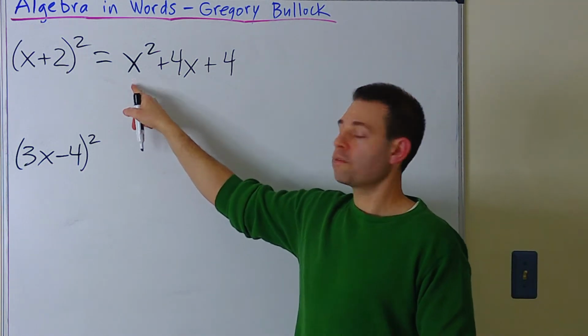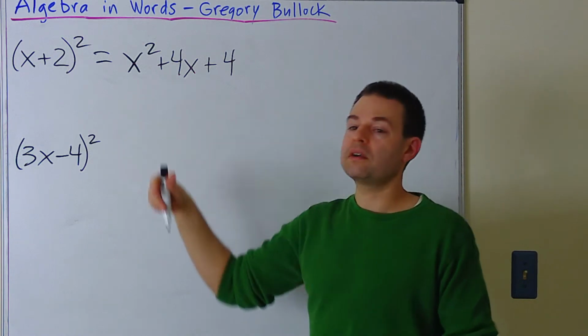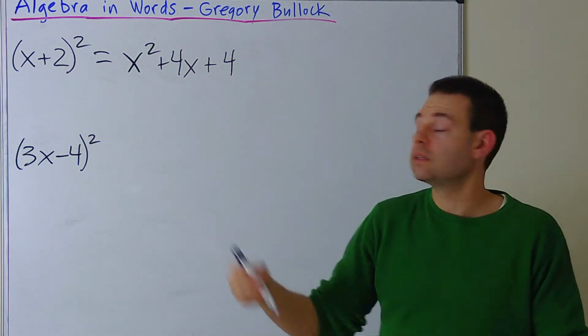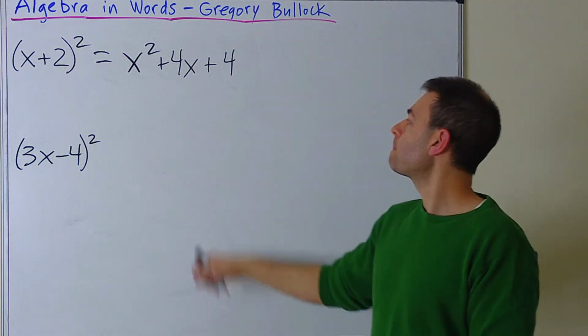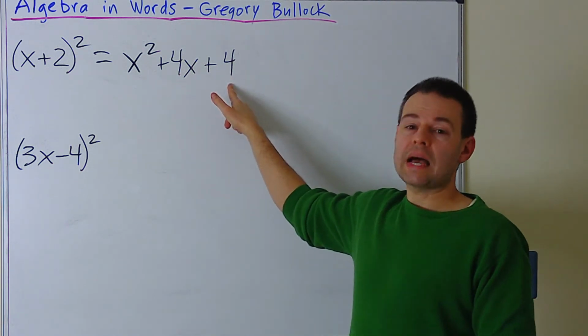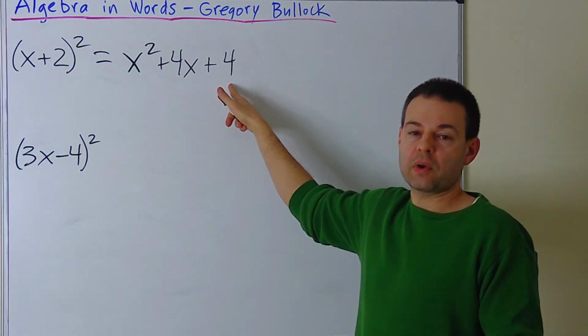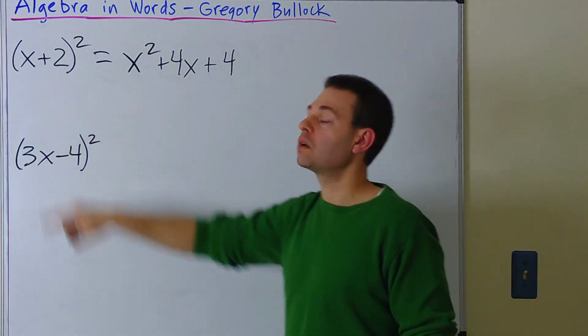That's when the first term is a perfect square. Okay, x squared is the result of x squared. That's pretty obvious. I'll do the middle term last, but then the last term is also always a square resulting from the square of something. In this case it was 2 squared.